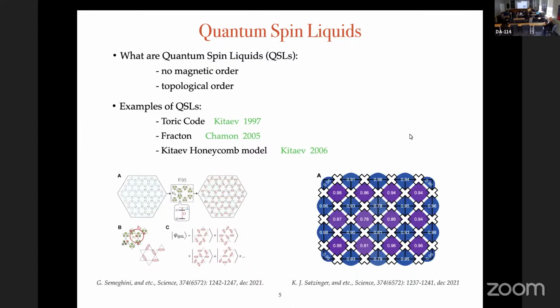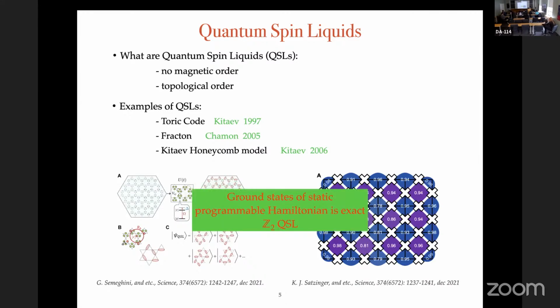Recently there have been two attempts to realize the Z2 quantum spin liquid in quantum simulators, one done by Google using superconducting qubits, and the other one done by Misha Lukin's group at Harvard using Rydberg atom systems. Here, what we want to provide is another perspective, which is to realize the exact Z2 quantum spin liquid states as the ground states of a static programmable Hamiltonian.